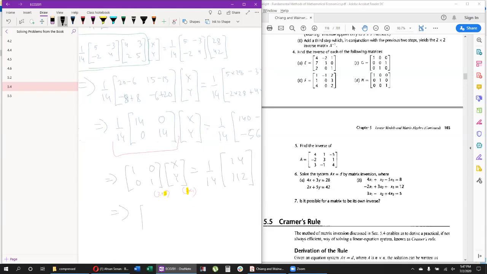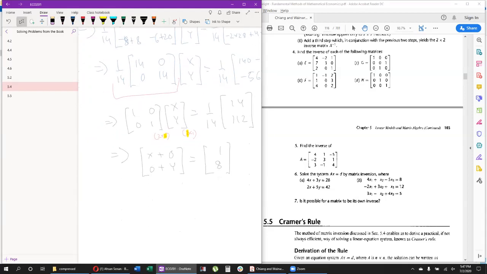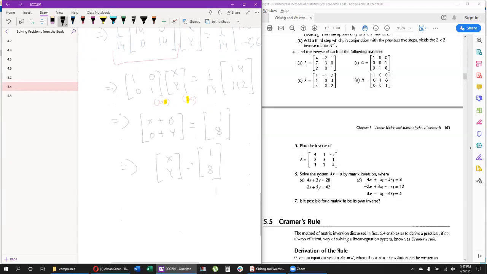As a result, what we get is x plus 0 and 0 plus y, which is equal to, okay, and if we scalar multiply this matrix with 1 by 14, we get 1, 8. If we simplify, we have x, y, which is equal to 1, 8. So we found the values of x and y. X equal to 1, y equals to 8.